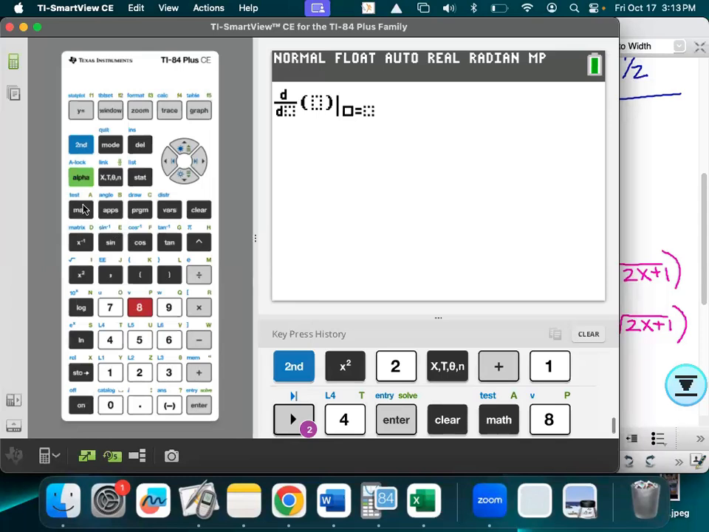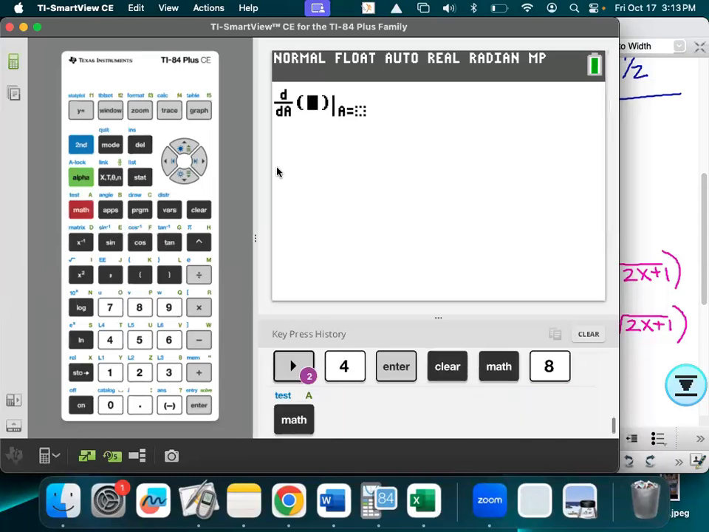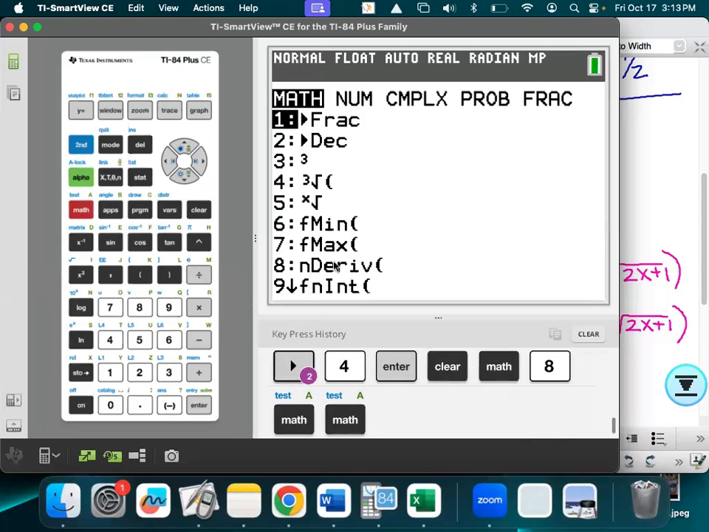If your calculator shows up with, pull the math screen back up. If your calculator just shows up with nderiv on the screen, stop watching this video, go watch the video where the title says old calculators.